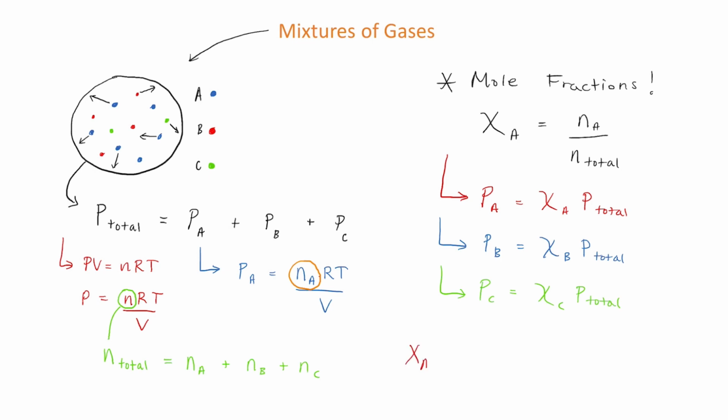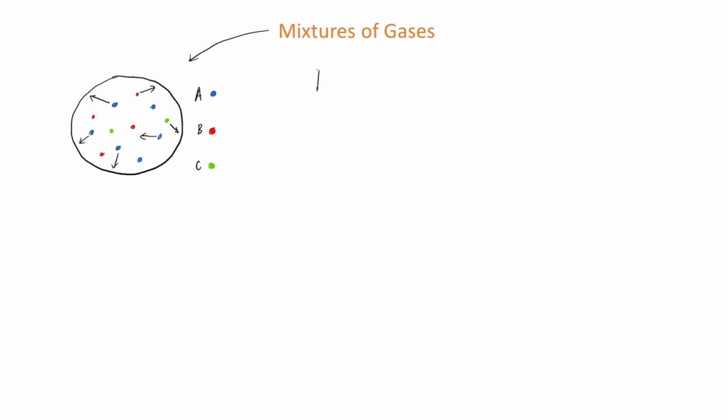And now one last thing to point out about mole fractions is that the sum of all the mole fractions for each gas in the mixture is equal to 1. You can use this to make your life a little easier when you're solving for mole fractions. And now let's quickly summarize what we learned before jumping into a quick example.